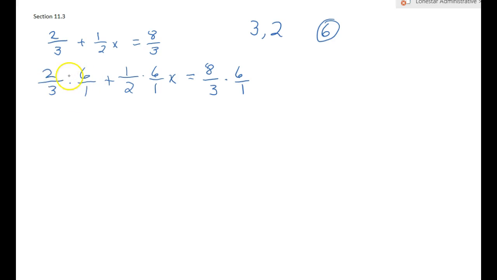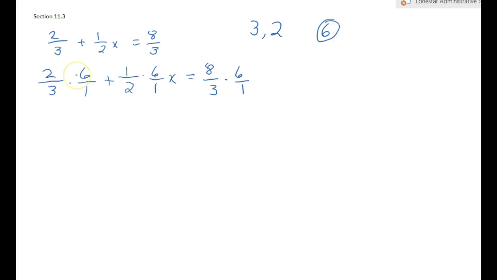Okay, now let's look at this fraction here, these 2/3 times 6 over 1. When you multiply fractions, what you're really doing is multiplying the numerators, and then you multiply the denominators, and that gives you your new numerator and denominator. But then you would have to reduce. It's easier to actually reduce first.